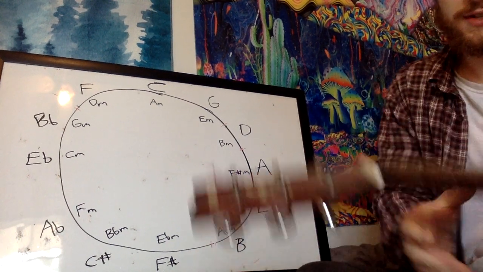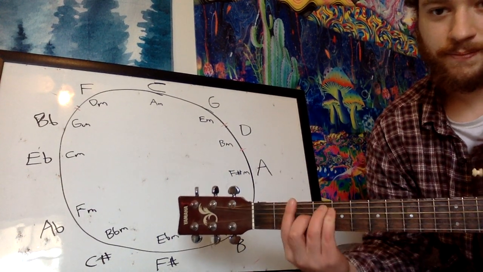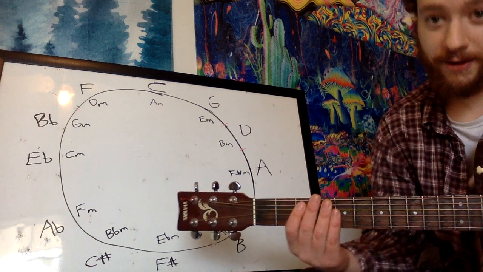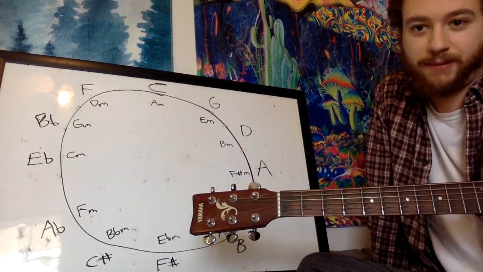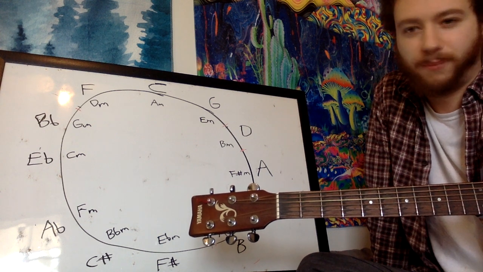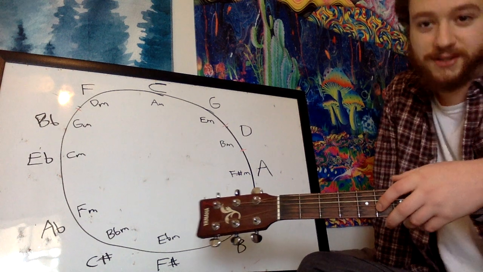And you'll notice that if you go to F sharp, so C, F sharp is the tritone, so that kind of makes sense, because it's one of the most dissonant intervals, so it makes sense that it's the furthest away. Makes sense to our ears, at least.